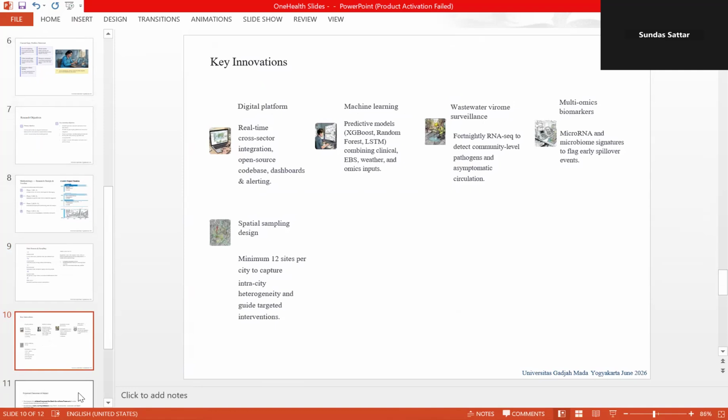This study introduces several key innovations. A real-time digital surveillance platform will integrate all data sources. Machine learning models will help predict outbreaks. Wastewater surveillance will detect pathogens at community level. Multiomics analysis will identify early biological markers of spillover events.